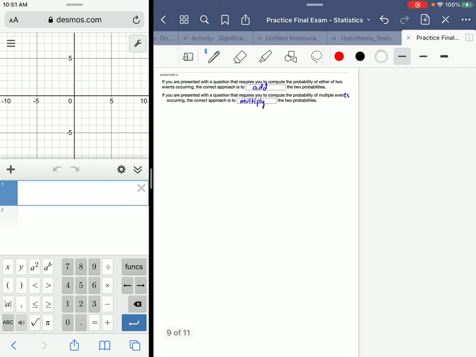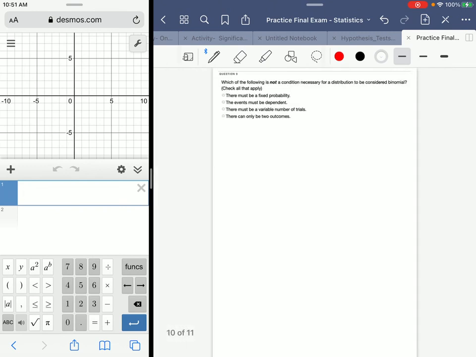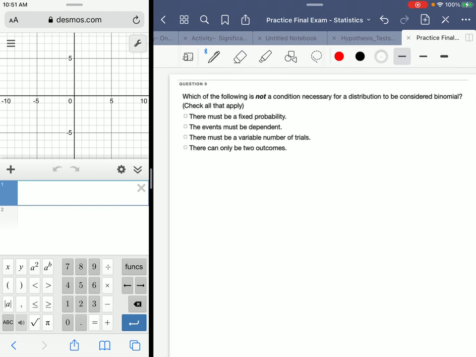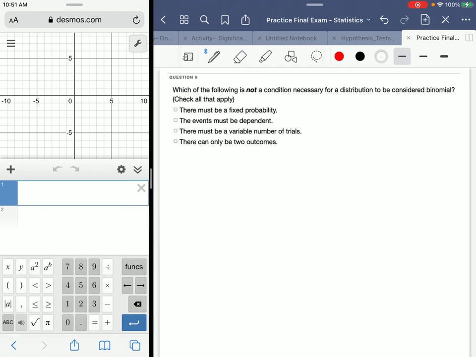So, number 9, which of the following is not a condition necessary for a distribution to be considered binomial? So a binomial distribution is fixed number of trials, fixed probability, independent events, and 2 outcomes. All right, so fixed number of trials. Oh, variable number of trials. Well, there you go. That's not fixed. Fixed probability, that's true, you need that. Independent events and 2 outcomes, those are also true, you need those. That's the only one that would not be a condition.